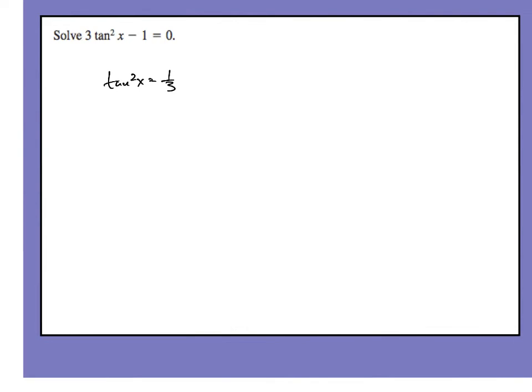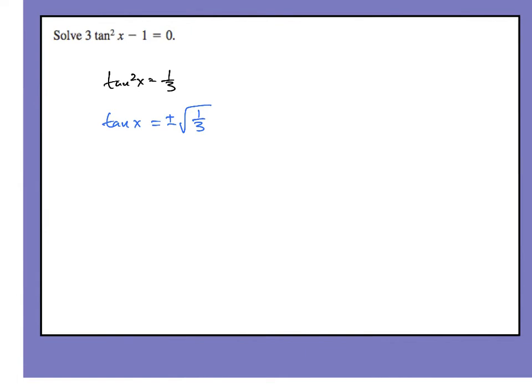Now what? I don't have a trig function equal to a number yet. So what do I need to do? Not square it, but square root it. I need to square root it. And when I square root something, what happens? I get a plus or minus. All right. So now I have tangent x is equal to plus or minus square root 1 over 3.